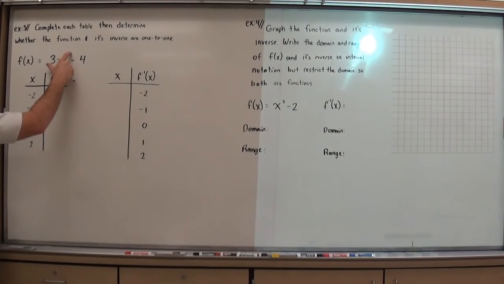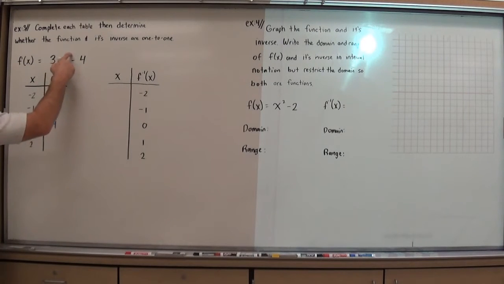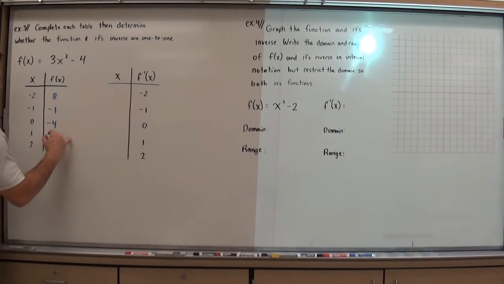Negative 2 squared is 4. 4 times 3 is 12. 12 minus 4 is 8. Negative 1 squared is 1. 1 times 3 is 3. 3 minus 4 is negative 1. 0 squared, 0 times 3 is 0. Minus 4 is negative 4. 1 squared is 1 times 3 is 3. Minus 4 is negative 1. 2 squared is 4 times 3 is 12. 12 minus 4 is 8.